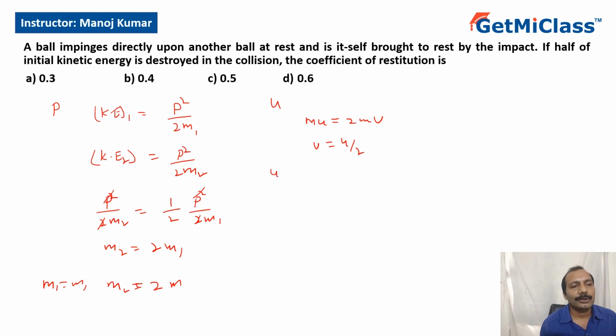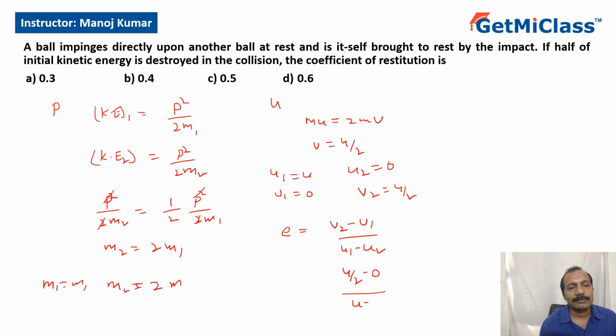Now what all things do we know? We know u1 equals u, u2 equals 0, v1 equals 0, v2 equals u by 2. So the coefficient of restitution is (v2 minus v1) by (u1 minus u2). v2 is u by 2 minus 0, u1 is u minus 0. So that is half. So the coefficient of restitution in this case is 0.5.